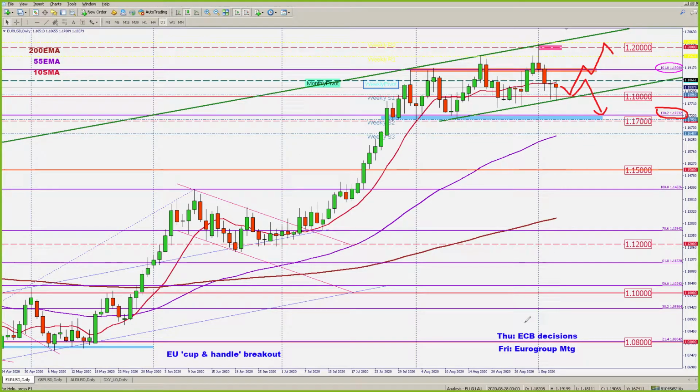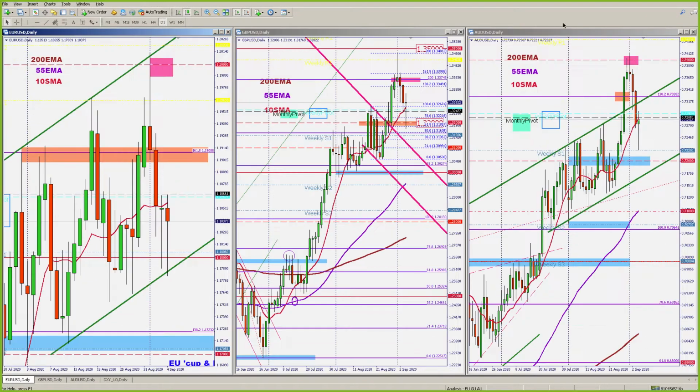This coming week, there's the ECB rate and monetary policy decisions on Thursday, followed by Friday, there's Eurogroup meetings. So those will be a couple of key events for the euro. All right, let's move on to the cable.